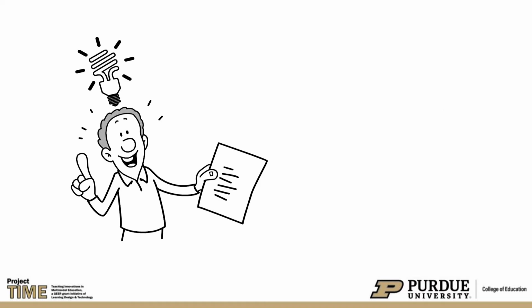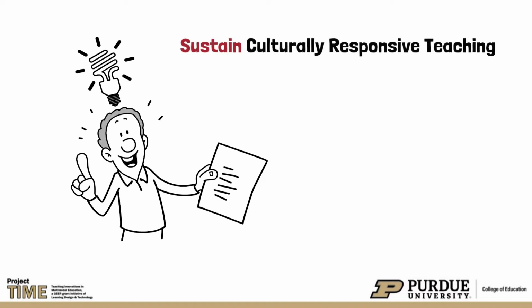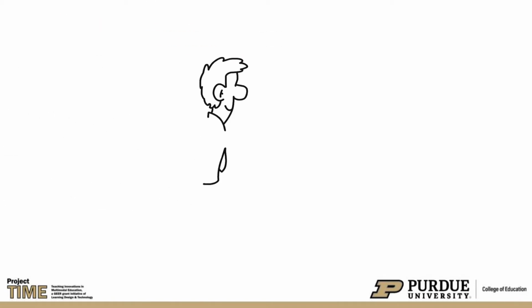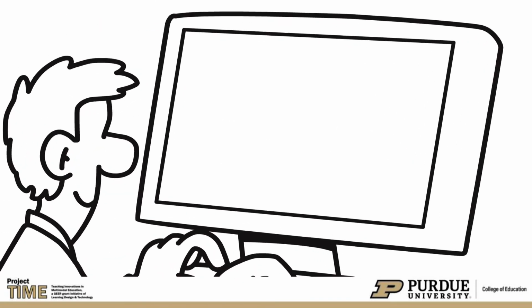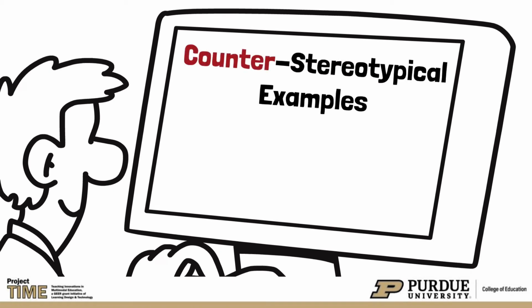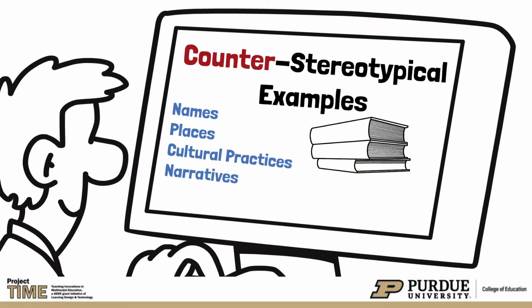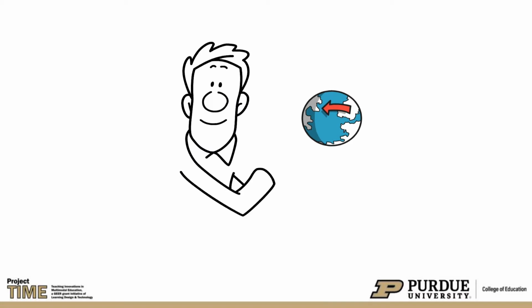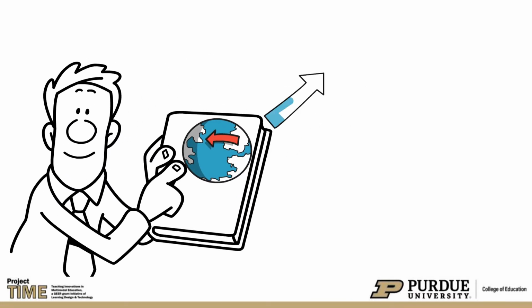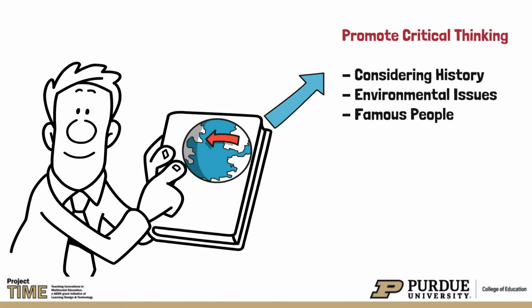There are several strategies teachers can use to sustain culturally responsive teaching. For example, when teaching, they may evaluate and modify existing instructional material to include counter-stereotypical examples. Teachers can see if the names, places, cultural practices, and narratives used as examples in teaching or the recommended books and literature encompass a wide range of cultures. Teachers can supplement instructional materials with literature from other parts of the world and use examples which promote critical thinking, such as considering history, environmental issues, and famous people through multiple lenses and perspectives.